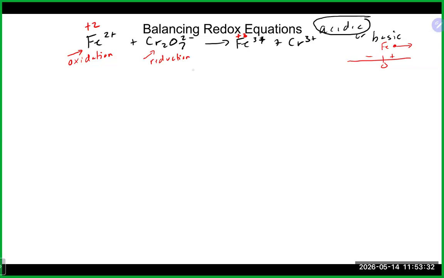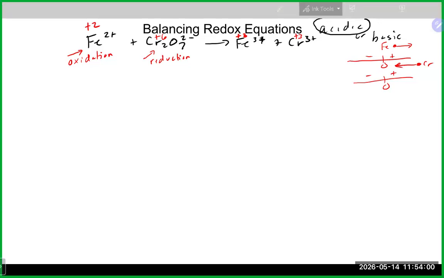We actually just did this one and we found that the chromium was +6 on the left-hand side, and on the right-hand side the chromium is +3. If we go to the little number line and look at chromium, it starts at +6 and ends at +3, which is moving towards the negative direction, which tells us again that it is being reduced. Any questions on identifying that?